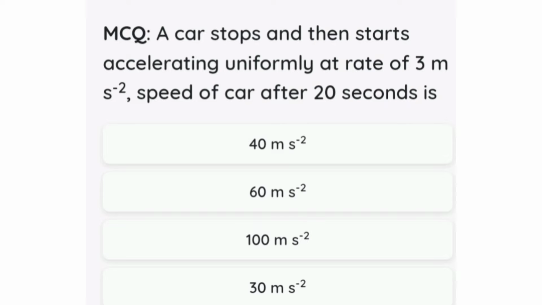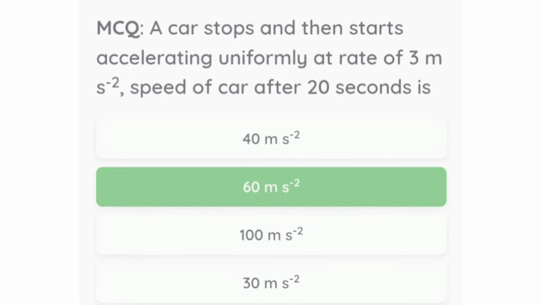So next we have: a car stops and then starts accelerating uniformly at a rate of 3 meters per second squared. Speed of the car after 20 seconds is. So again we have to use the formula, acceleration is equal to (vf minus vi) over t, and the right answer is 60 m/s⁻¹.